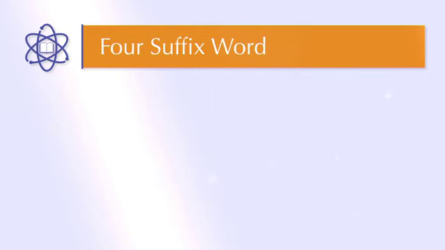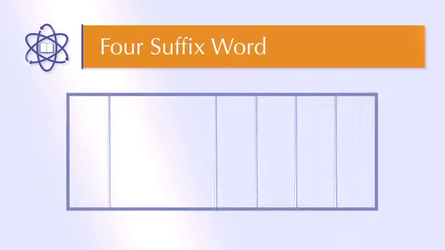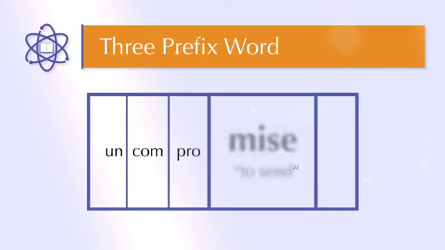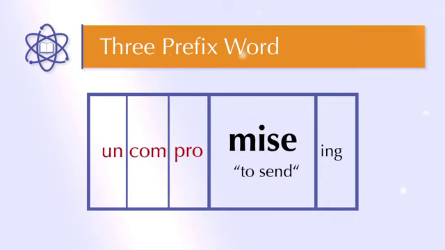For fun, I built a simple matrix to make conversationally, which is actually a 4-suffix word. I also built uncompromising, which is a 3-prefix word. That's pretty rare. Most words have just 1 or 2 prefixes, if any at all.